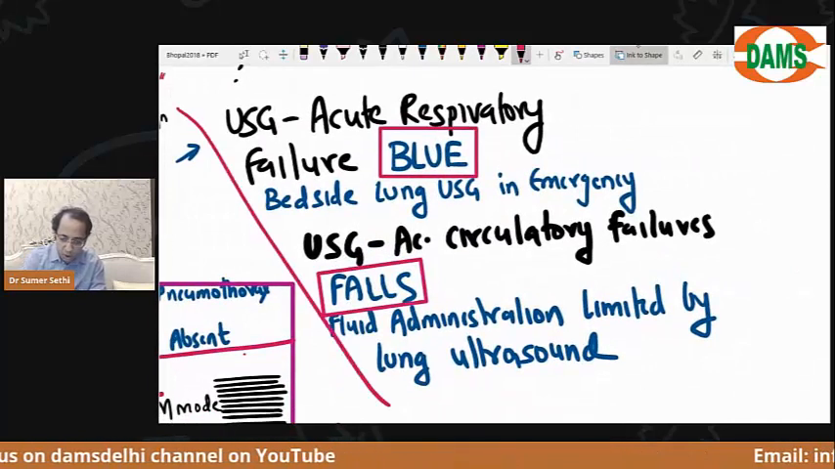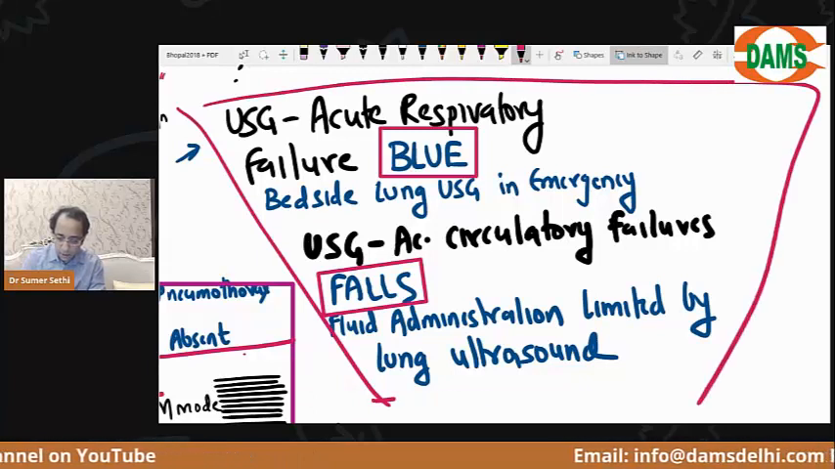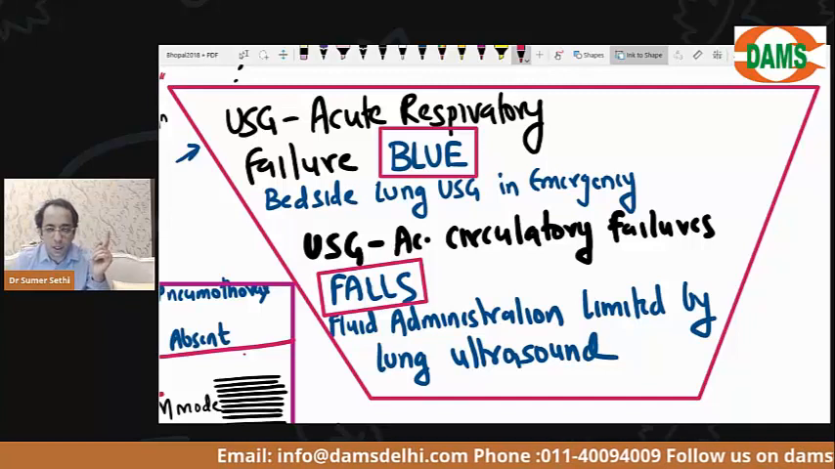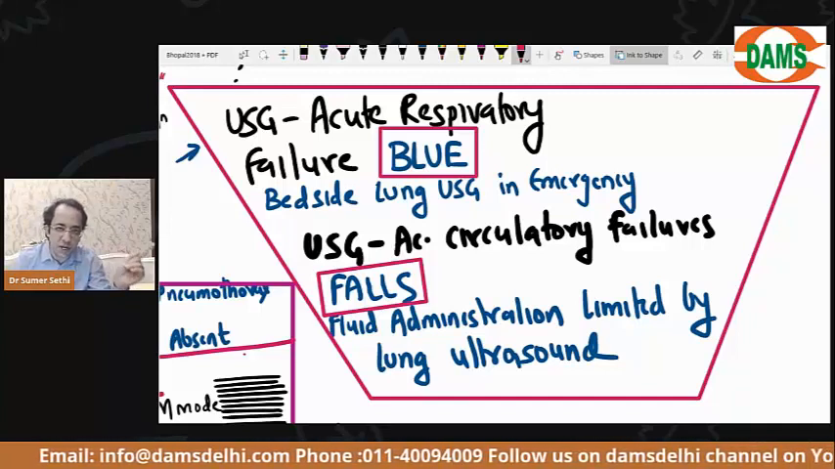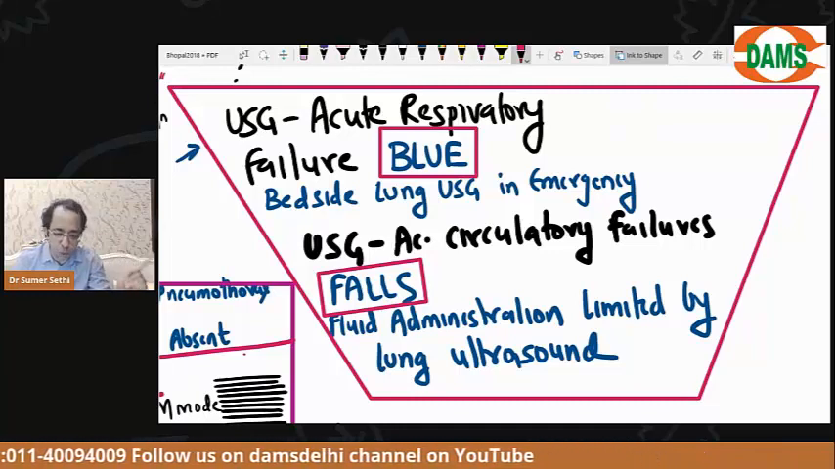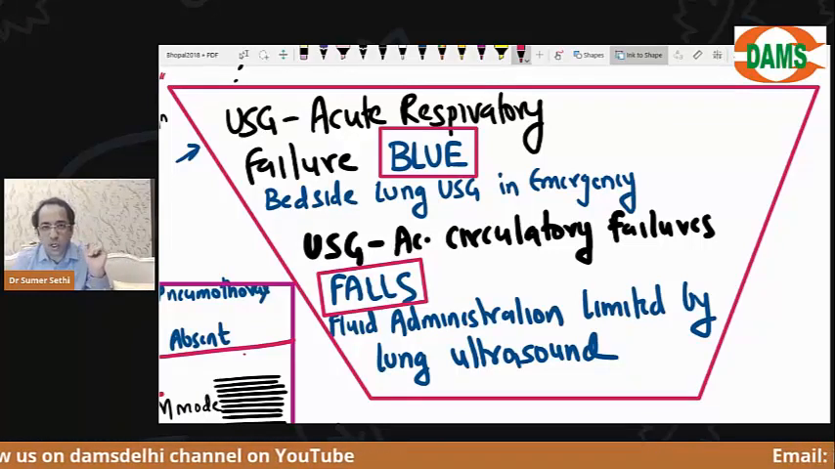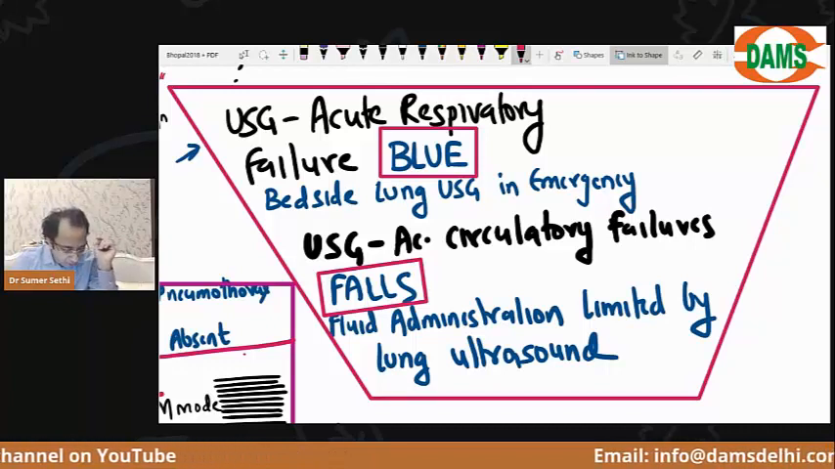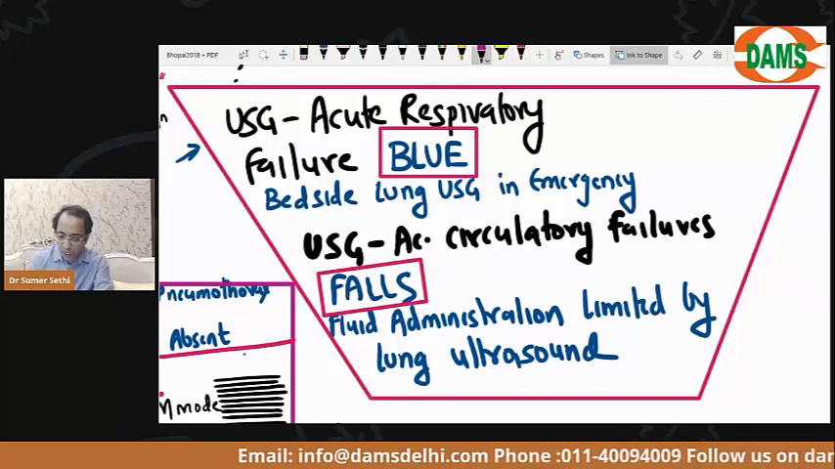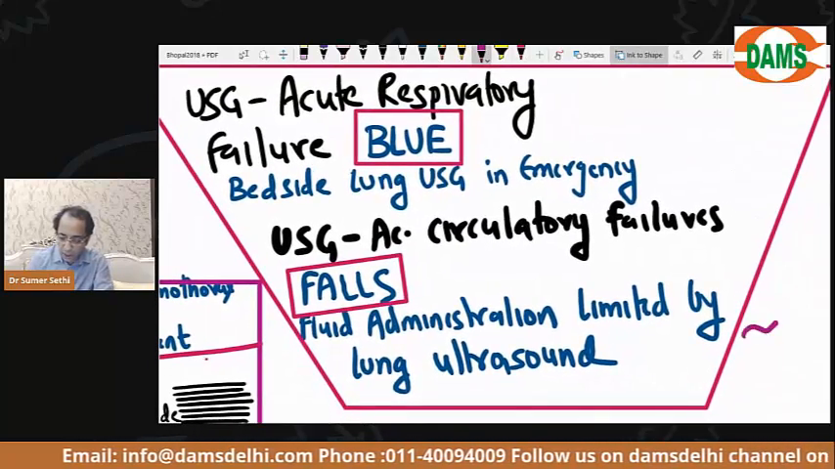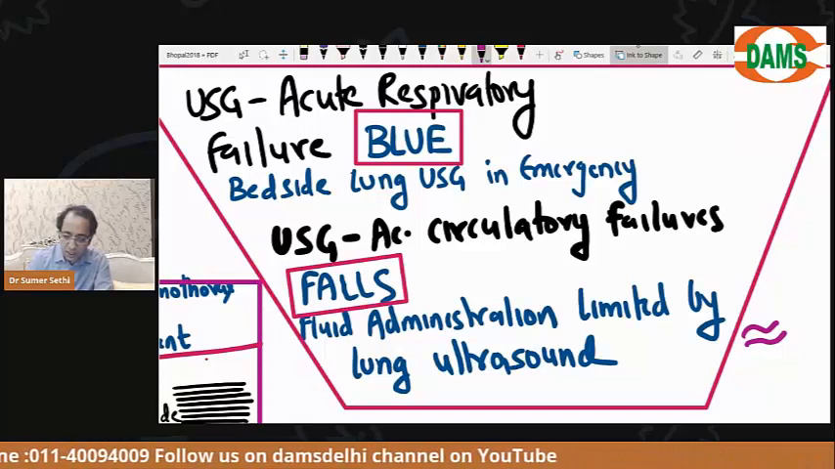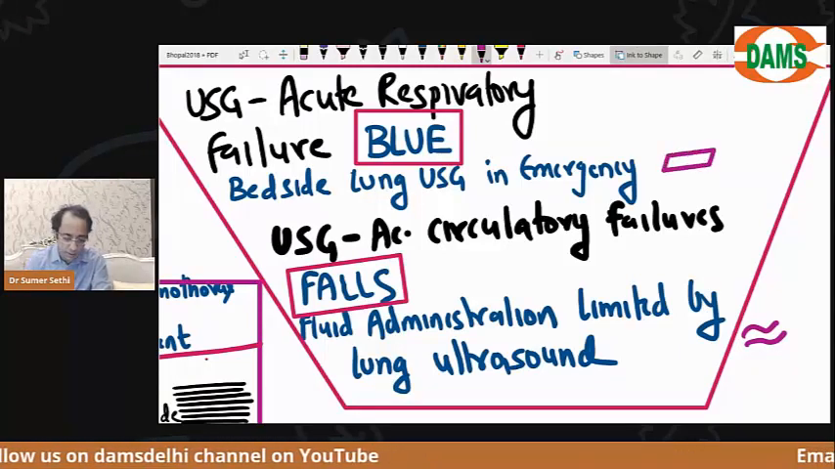The question is, remember, in blunt abdominal trauma, the ultrasound protocol used is FAST. In acute respiratory failure, the protocol is BLUE. In acute circulatory failure, the protocol is FALLS. FALLS stands for fluid administration limited by lung ultrasound. BLUE stands for bedside lung ultrasound in emergency.